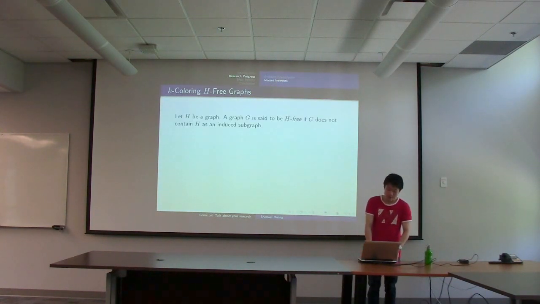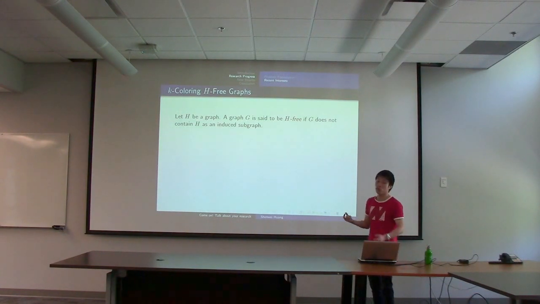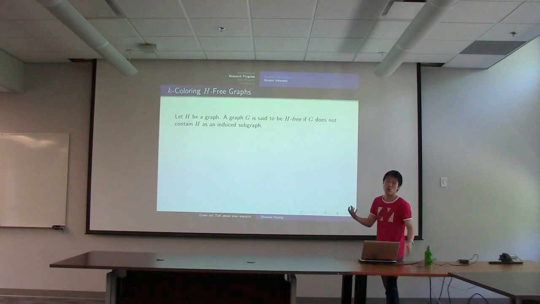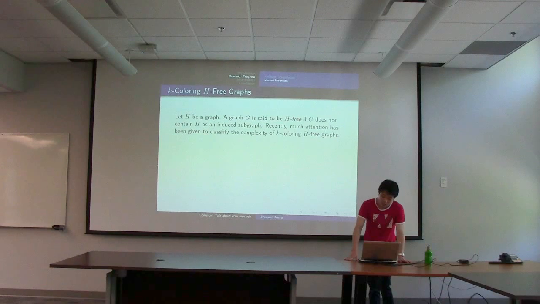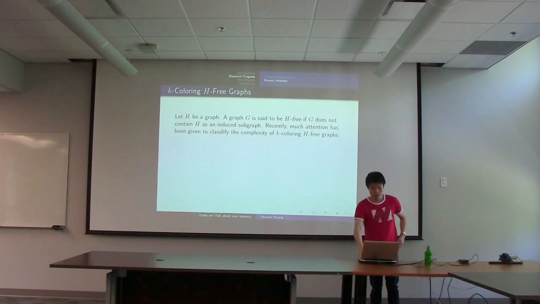So what do I mean? Let H be a graph. We say a graph G is H-free if G does not contain H as an induced subgraph. So essentially, we just forbid some pattern in the graph. For example, if you don't allow any edge in the graph, then the graph is just some isolated vertices, so you can just use one color to color the graph.